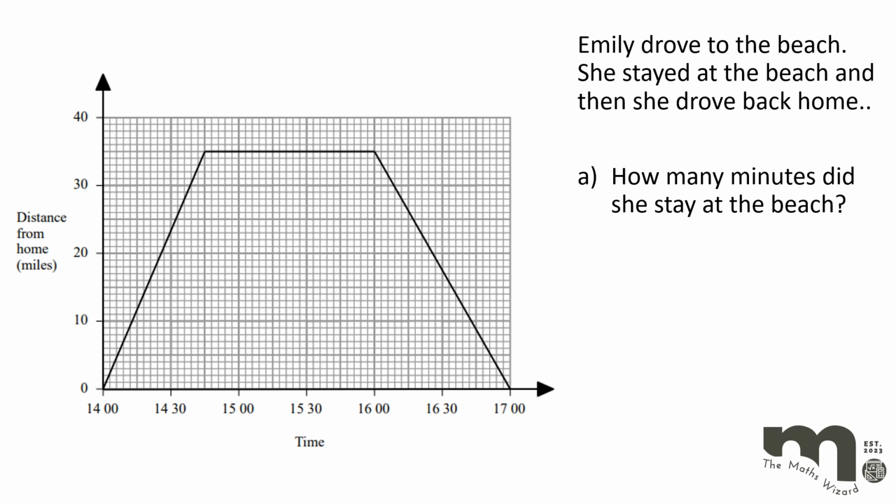Okay, so let's have a look at this then. So she stayed there for 75 minutes. And the reason it's 75 minutes is because here is 2:45. It's exactly halfway between 2:30 and 3 o'clock. And then she stopped there till 4 o'clock. So we've got an hour and a quarter, so 1 hour, 15 minutes. And they did specify that they wanted the answers in minutes there. So that would be 75 minutes.